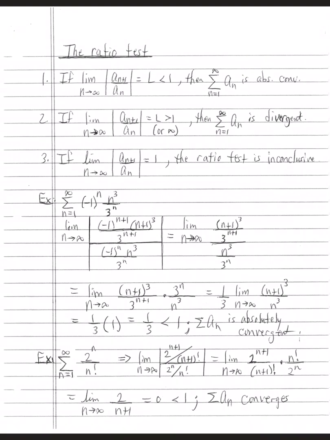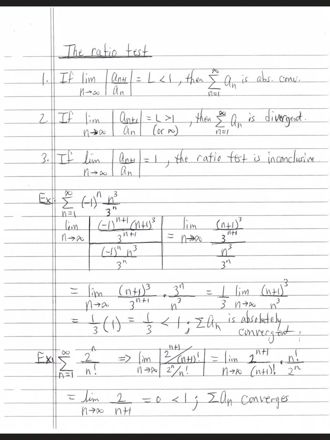We're going to take the limit as n goes to infinity by taking absolute value, and that's what you do in all the cases. You eliminate your alternating sign terms. So that gets us down to n plus 1 cubed over 3 to the n plus 1 all over n cubed over 3 to the n.